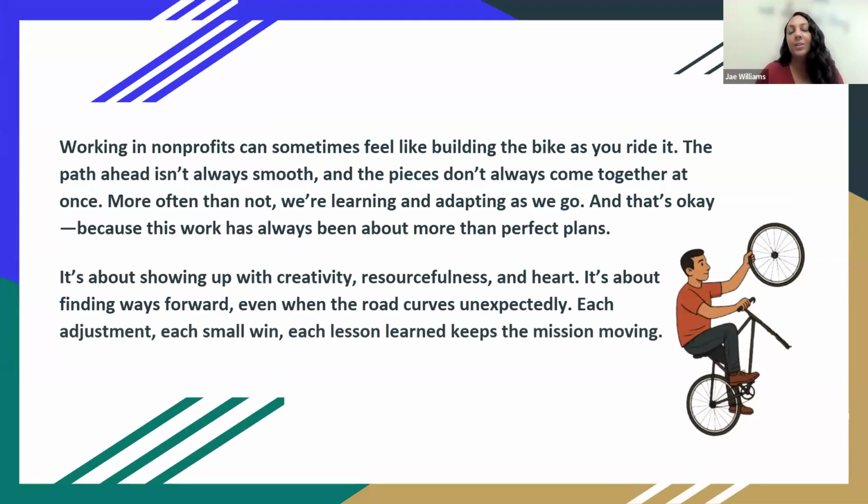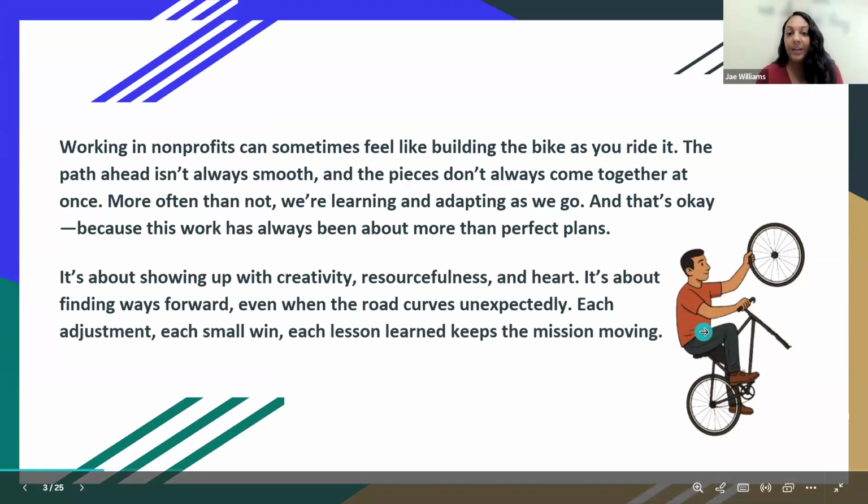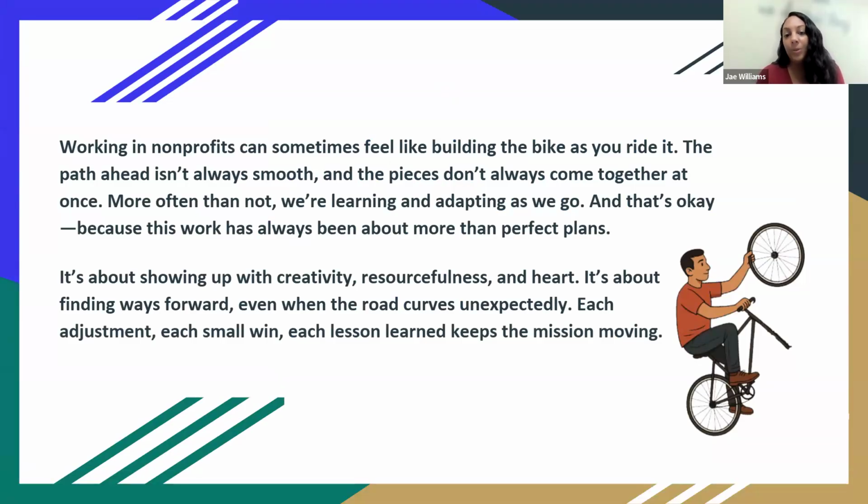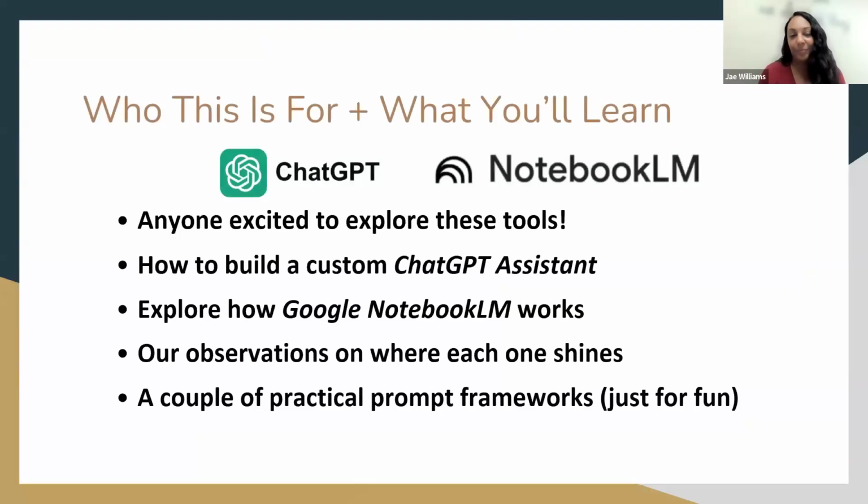One thing about working in nonprofits, it can sometimes feel like you're just building the bike as you ride it. So the path ahead isn't always smooth, and the pieces don't always come together at once. More often than not, we are learning and adapting as we go, and that is okay, because this work has always been about more than just perfect plans. It's about showing up with creativity and resourcefulness and heart. It's about finding your way forward, even when that road curves unexpectedly. And each adjustment, each small win, each lesson learned keeps the mission moving forward. So just bear that in mind as we go through this today.